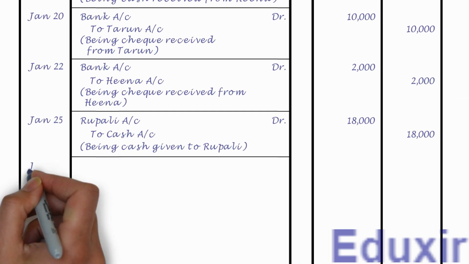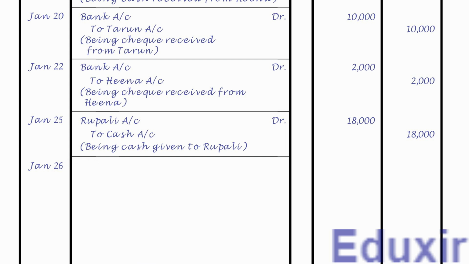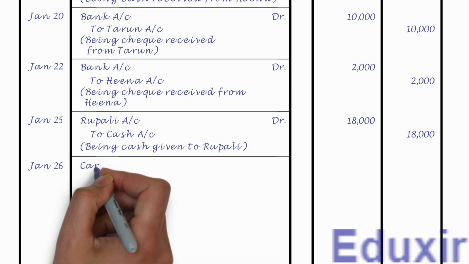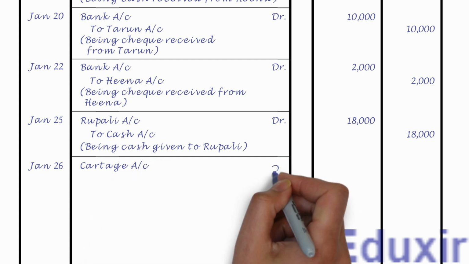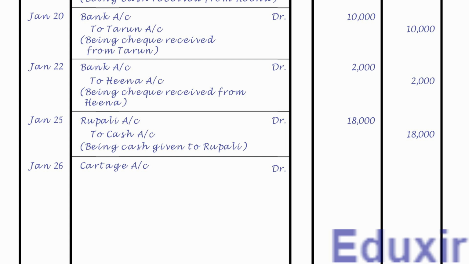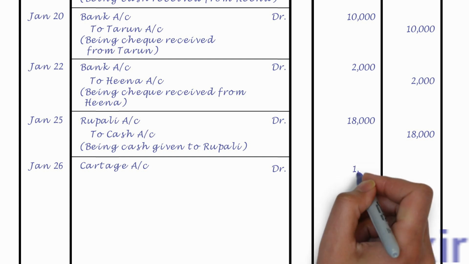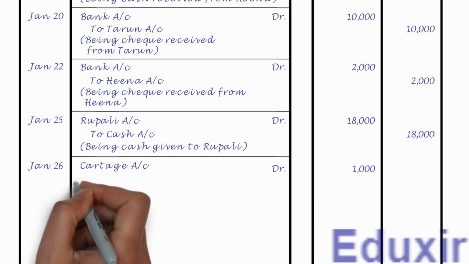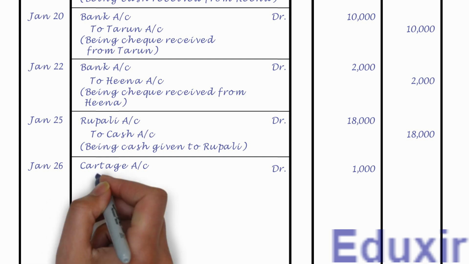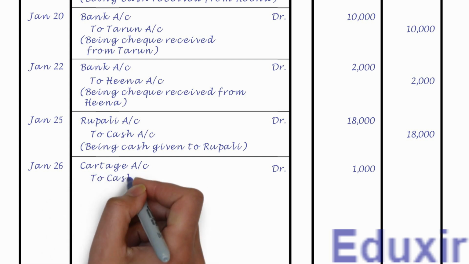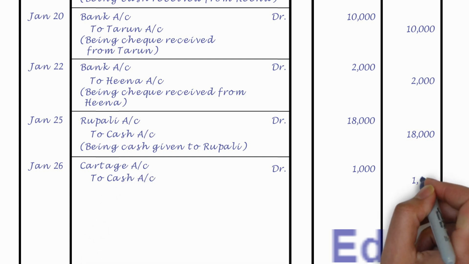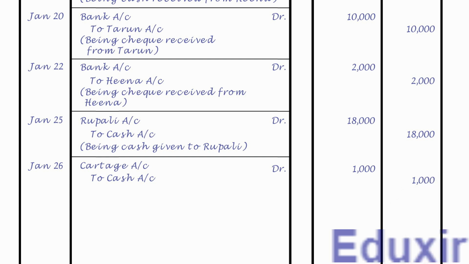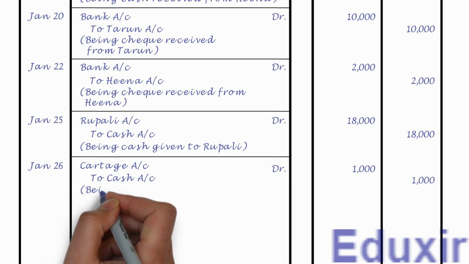Let us first record the date. Let us now record the cartage account as the debit entry. Let us also record the text DR to indicate that this is a debit entry. Let us also write the debit amount of 1000 rupees into the debit amount column. Leaving a margin, let us now record the cash account as the credit entry. Let us also record the credit amount of 1000 rupees into the credit amount column. Let us now record the narration or description of this transaction, that is, being cash paid to cartage.